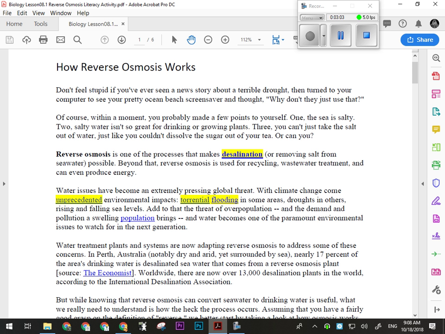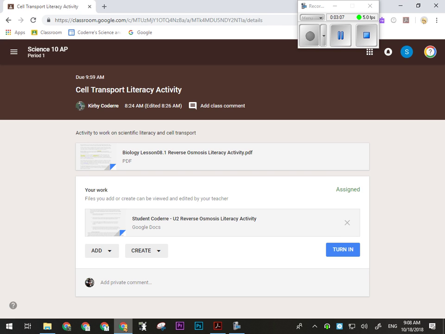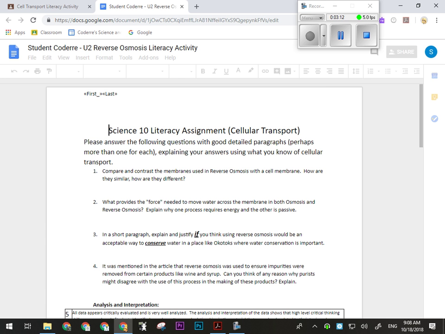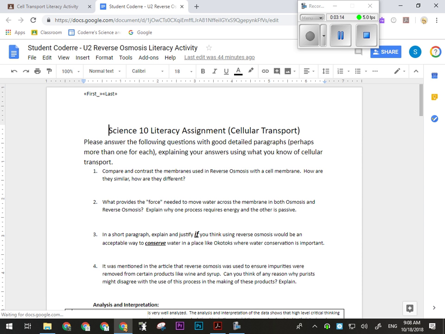So the first thing we're going to do right now is look at the questions we have to answer, so that we know what we're going to be looking for when we read the article. The first question says, compare and contrast the membranes used in reverse osmosis with a cell membrane. The whole article is about reverse osmosis and how the process works, but the first question wants to compare the membrane used for reverse osmosis, which is artificial, with a natural membrane, the cell membrane.